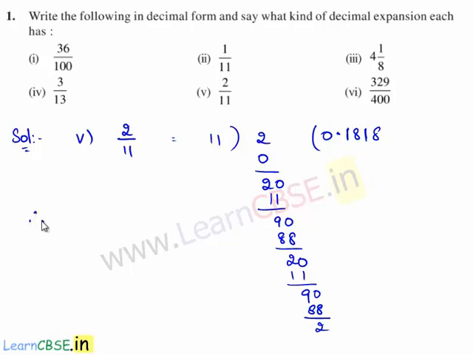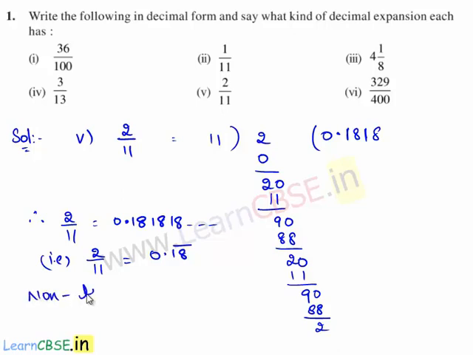Therefore, the decimal expansion for 2 by 11 is 0.181818 and so on. That is, 2 by 11 is equal to 0.18 bar. Here the decimal expansion is non-terminating but repeating.